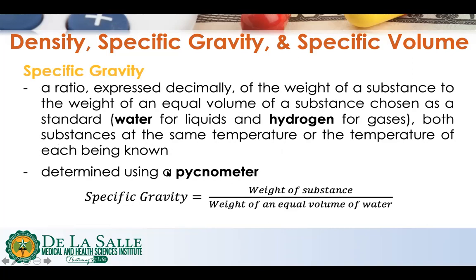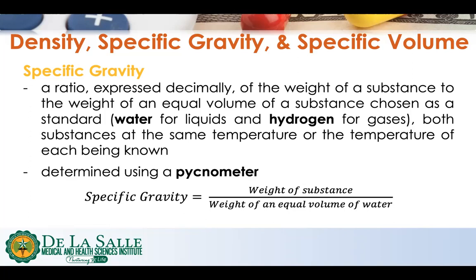As opposed to the density, specific gravity is a ratio expressed decimally of the weight of a substance to the weight of an equal volume of a substance chosen as a standard. Water is used as a standard for liquids and solids, and hydrogen is used as a standard for gases. Remember that both substances should be weighed at the same temperature, or the temperature of each should be known.